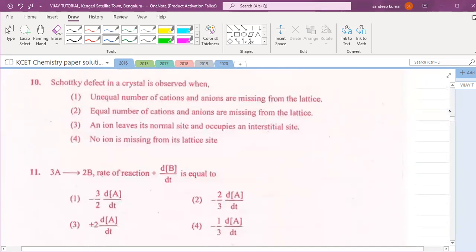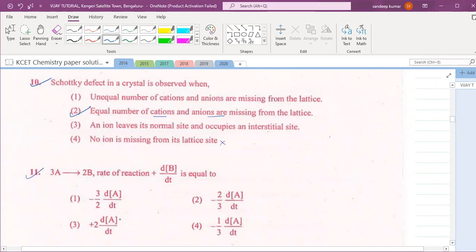Next, question number 10. Schottky defect in a crystal is observed when an unequal number of cations and anions are missing? No. Equal number of cations and anions are missing from the lattice? Yes. In a Schottky defect, an equal number of cations and anions are missing. The other two options are also wrong. An ion leaves its normal site? No, that happens in the Frenkel defect. No ions are missing; this is also wrong. So the second option is correct.